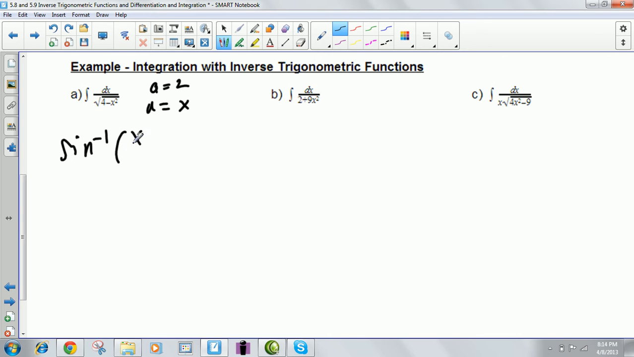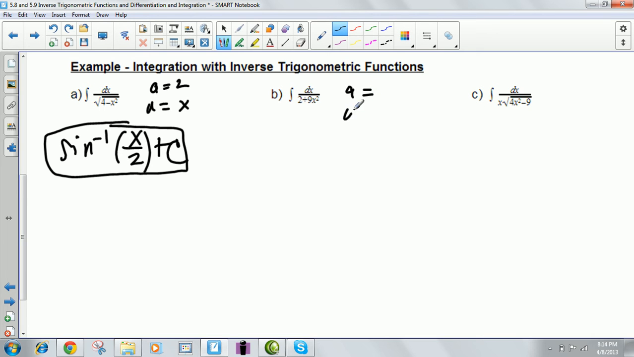So that fits into the pattern for the inverse sine. The integral is going to be the inverse sine of x over 2. And then remember, it's indefinite, so you need plus c. Okay, go ahead and try the other one, see how you do.